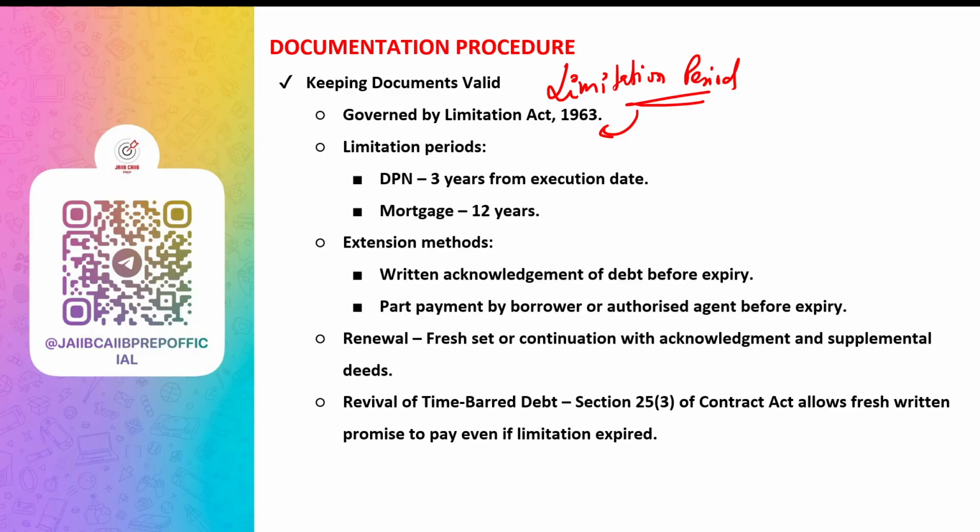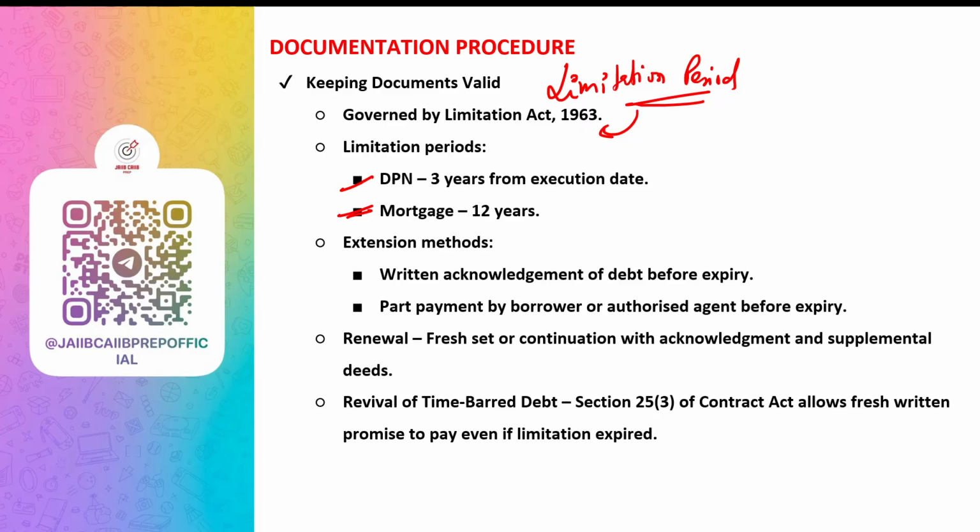The limitation period varies on the document. For DPN, it is 3 years, and for mortgage, it is 12 years. If you want to extend the limitation period, then there must be an acknowledgement of debt before expiry. So, get the borrower's written acknowledgement before expiry of the period. And if the borrower pays a part of the loan before the expiry, it extends the period. The part payment proofs must be signed by the borrower or the agent.